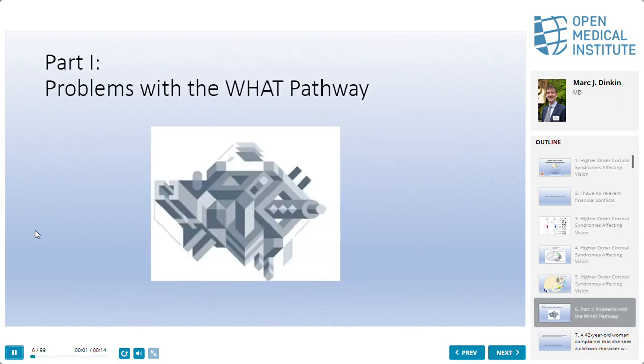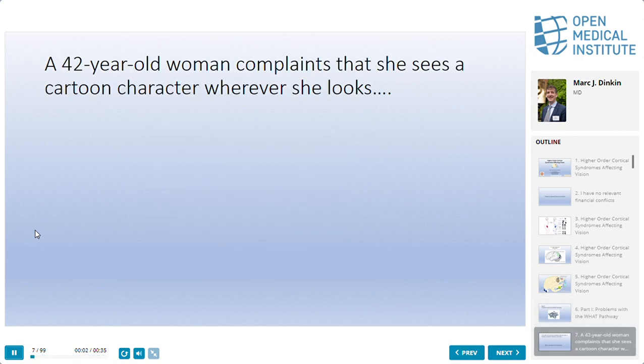Good. From now on, we are just going to look at problems with these two pathways, and you're going to hear it described by our patients. Problems with the what pathway? I thought I'd give you a nice, very complicated object to look at. Okay, here we go. A 42-year-old woman complains that she sees a cartoon character wherever she looks. She's not aware of any vision loss. Let's see what happens here.